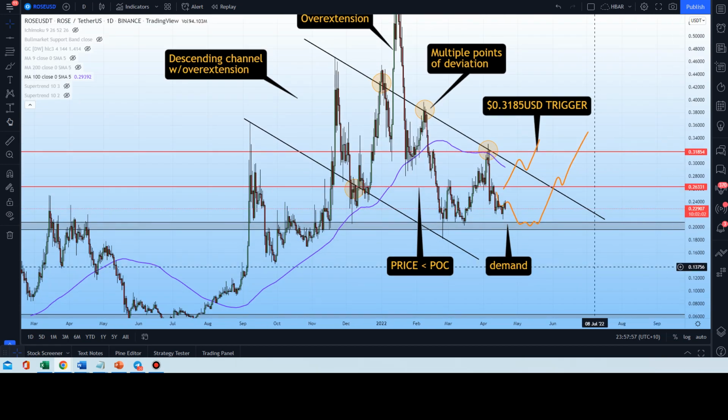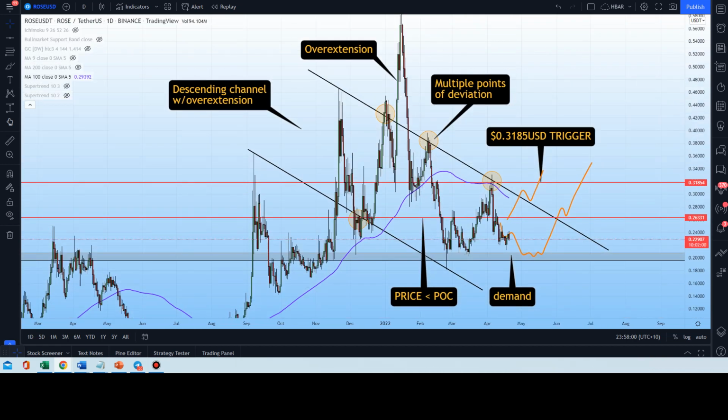All right, and just zooming out, we can obviously see on the structure again one more time, we have a pretty huge descending channel. All right, we have a massive overextension over here, and this was of course in January. The price really went parabolic, but we got pretty strongly rejected back into this channel, and we know we got rejected back into the channel because we have these points of deviation and these points of rejection all lining up on this descending trend line.